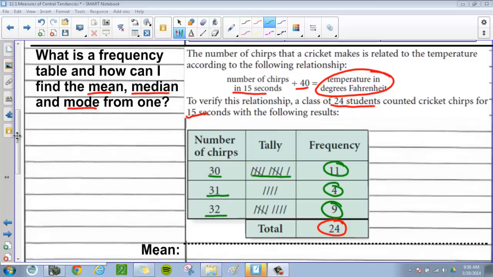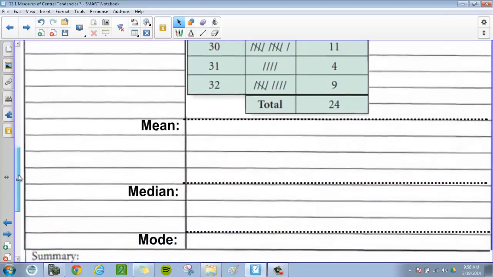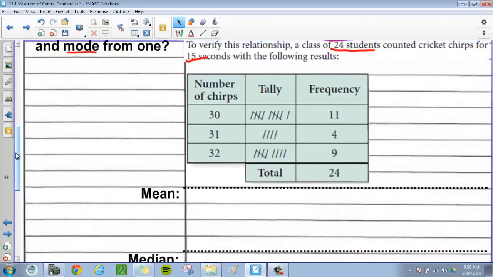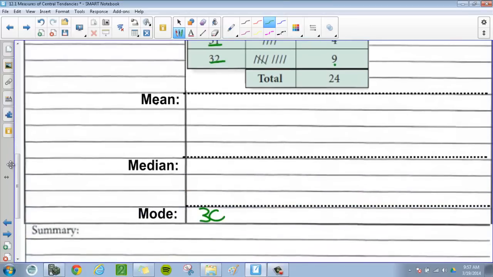So we want to take a look at this frequency table and figure out the mean, median, and mode from it. Well, how about we start off with the easiest one? Let's start off with the mode. The frequency table does a great job telling us what the mode is right here. Really, the mode is the number that happened the most often. So which of these numbers, 30, 31, and 32, had the most frequency? Well, not 9, not 4, but 11. So 11 students heard 30 chirps. So our mode in this situation is 30. Okay? 30 happened the most often.